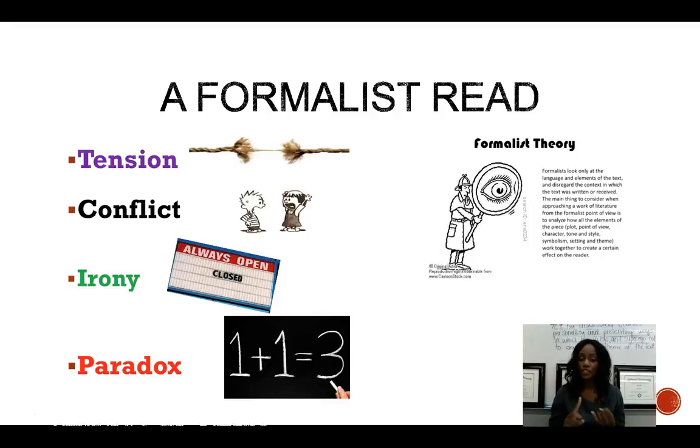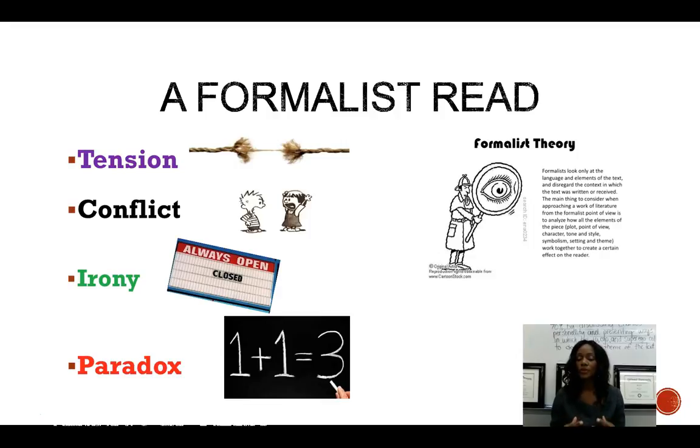And then we see 2 is this conflict. As a formalist, we're going to be examining the conflict. We know that Charlie has a conflict with himself, right? That's part of the theme, that examination of the self, and he struggles. And then the last 2 that are super important would be irony and paradox. These are really complex ideas, so I don't expect you to get it right away.